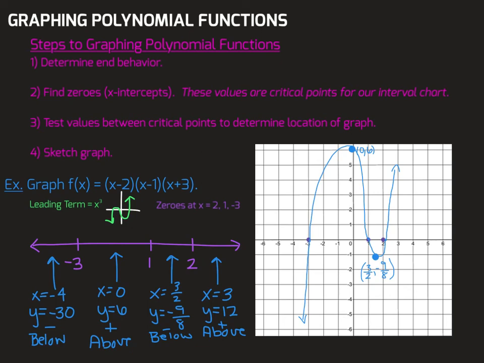Last step, just double check that it matches what we expected. Because our leading term was a cubic with a positive leading coefficient, we expected it to fall to the left and rise to the right. Our graph falls to the left, rises to the right. So we are done. Very nicely done.